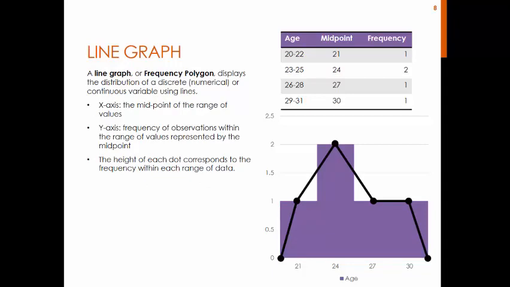A line graph is similar to a histogram, except instead of bars, we just use a bunch of lines. Some might call this a frequency polygon. Again, we have the midpoints of our grouped frequencies, and then instead of the bars, so imagine this without the bars, but I wanted to give you the visual, we just put dots on top of the midpoints, or centered over the midpoints, and connect the dots.